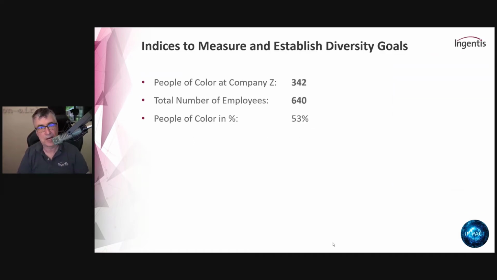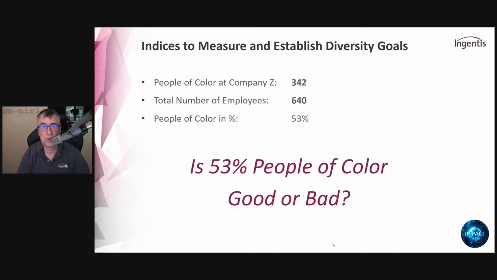So let's talk about how to use this data, so how it's going to be beneficial to you. We're going to create an index score. The index score approach is first look at, in the case we're looking at persons of color as one of our measurements, the total number of employees and how many out of that total number are persons of color. We have 53%, but I don't know if that's a good or bad number.